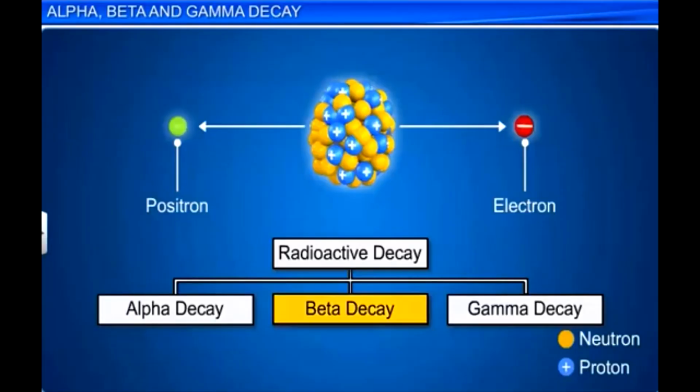Now, let us study beta decay. In beta decay, a nucleus decays spontaneously by the emission of an electron or a positron.